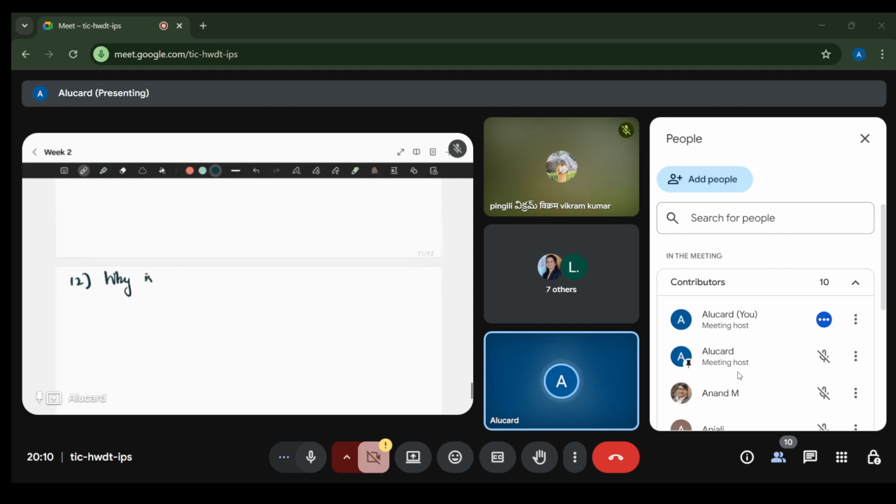Why is the shape of a cell not circular?